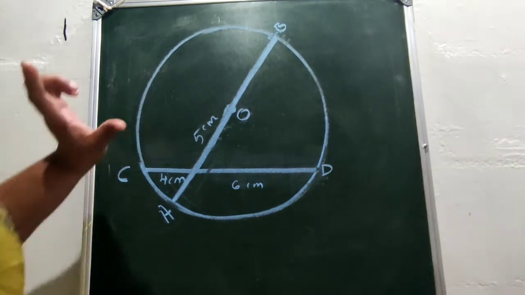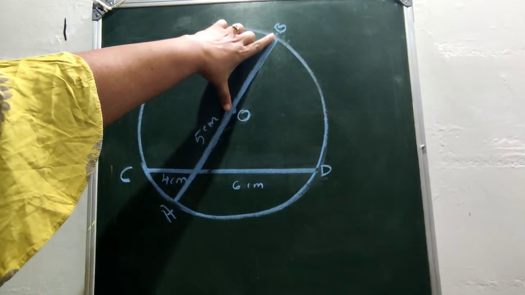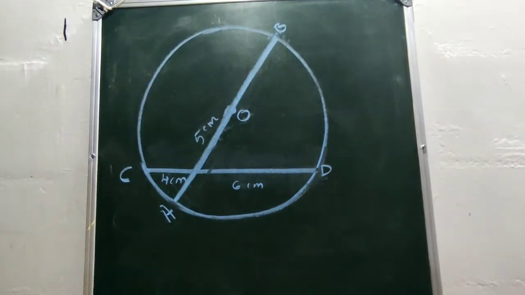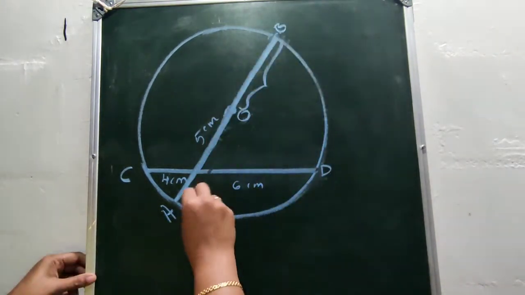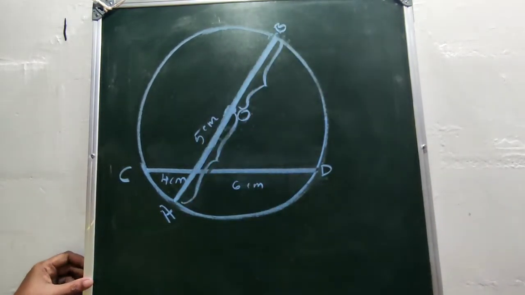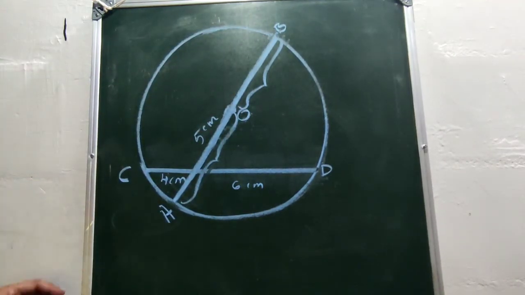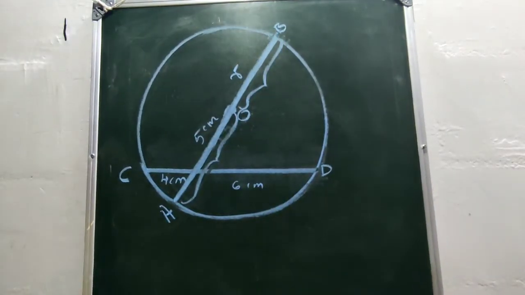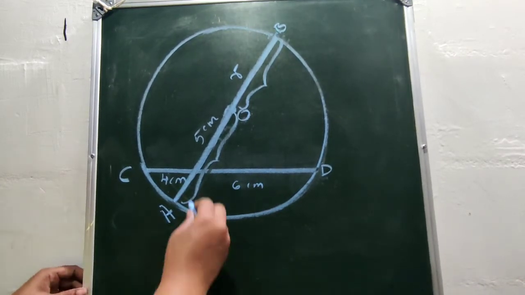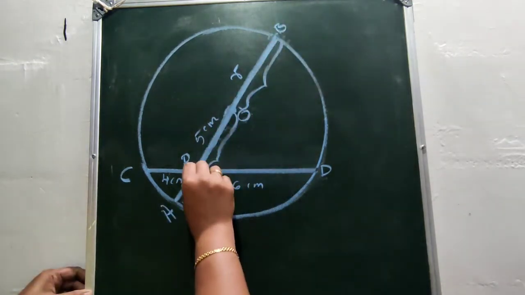So if we take this length as the radius, see, this OB is a radius. Similarly, this OA is also a radius of the circle because this line is passing through the center. And if I take this OB as R, the radius of the circle. Then what about this length? Take this point as P. Then what is this PB?